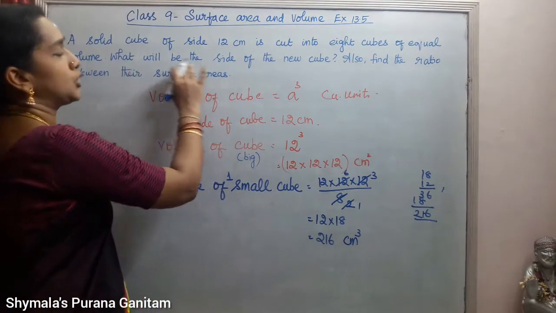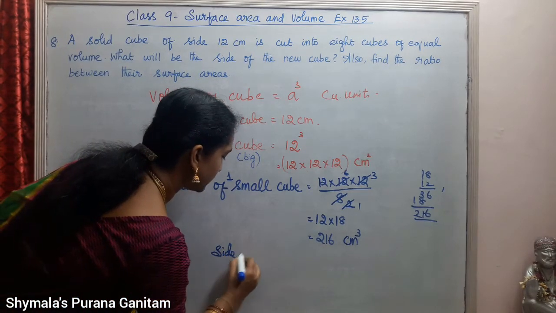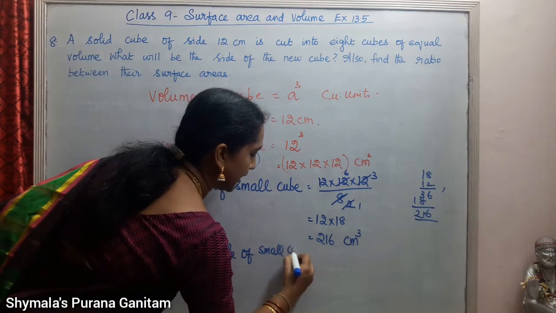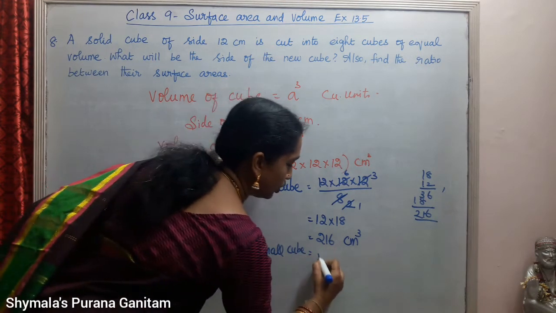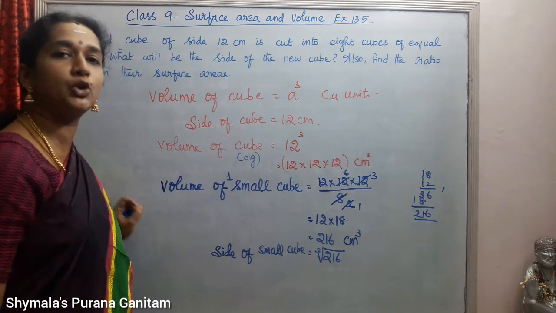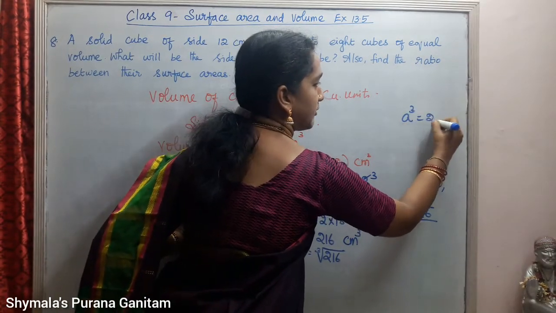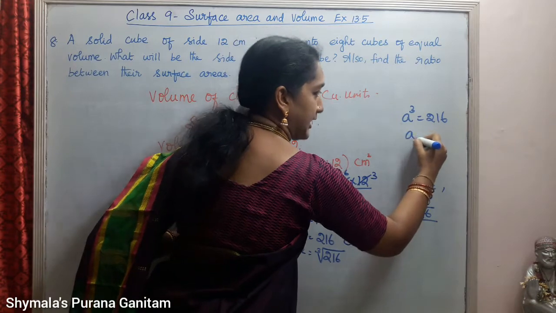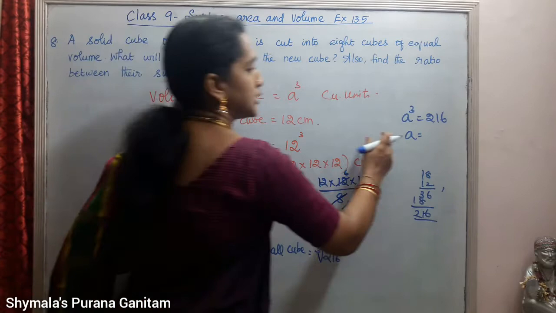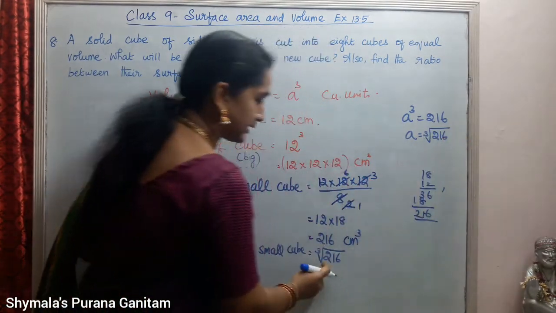But we are asked to find the side of the new cube. So the side of the small cube is equal to the cube root of 216. How will we get the cube root of 216? We know that volume is a cube. So a cube is given as 216. A is nothing but the side of the cube. Side cube is equal to 216, so we get a is equal to the cube root of 216.